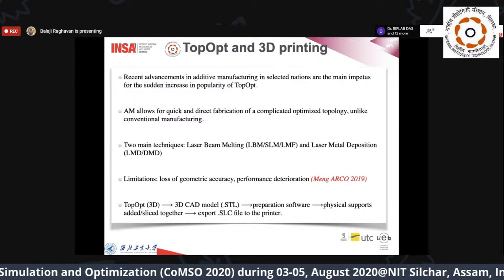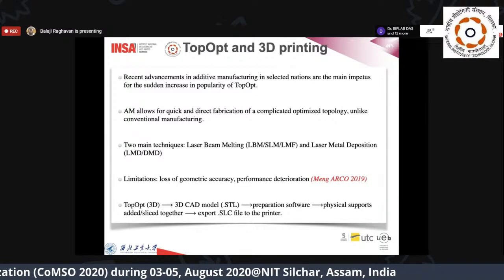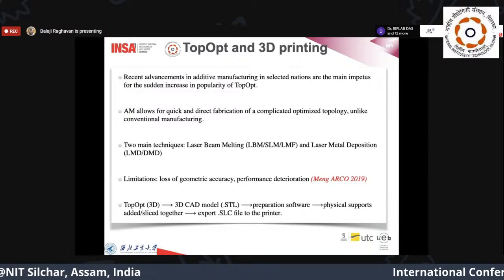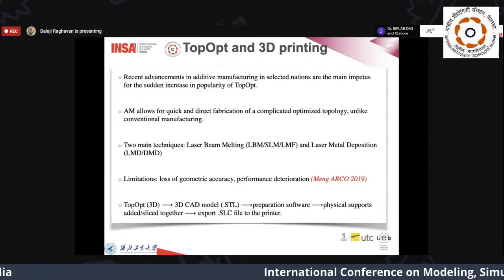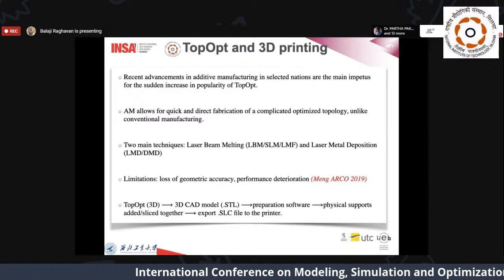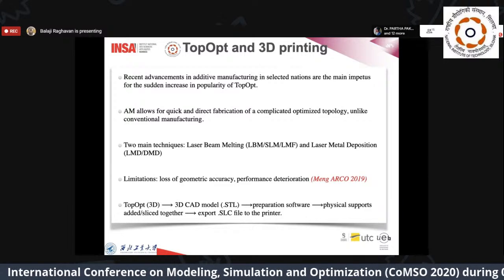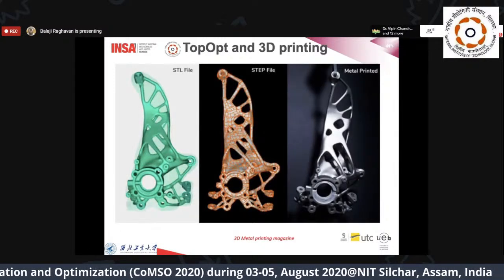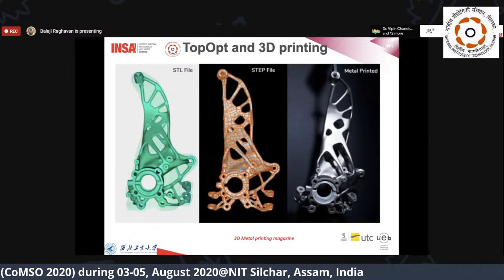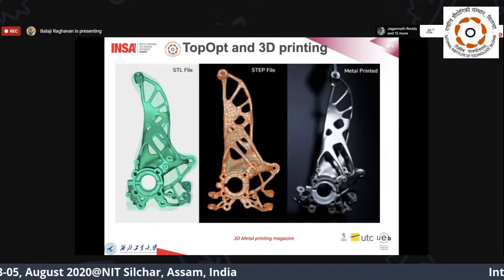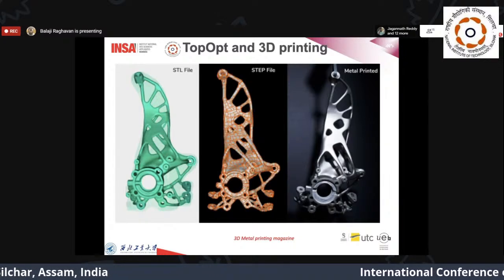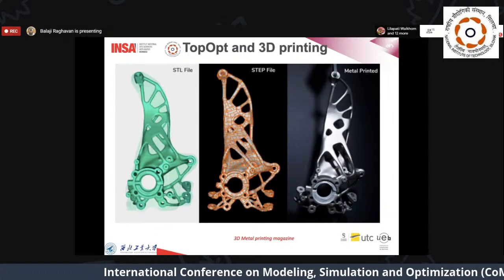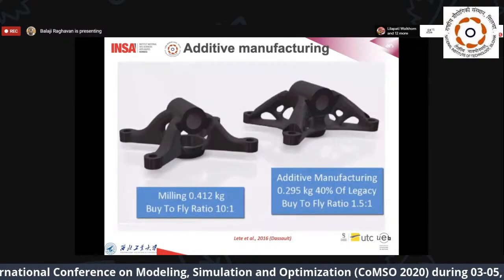And the general premise is you have a topology optimized solution. You have to create the STL file, the surface triangulation. That's a CAD model. And then after a set of steps, you can export an SLC file to the printer. So this is roughly what it looks like. This is obtained from the public domain 3D metal printing magazine. From the STL file, you go to the final printed material. Now, as you can see, these solutions are going to be very difficult with conventional manufacturing.